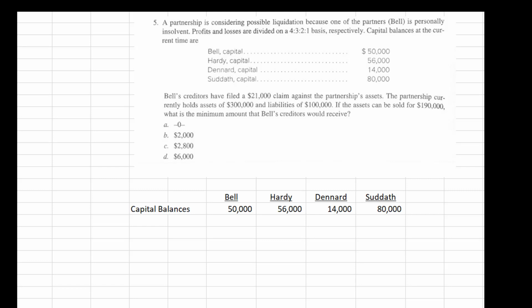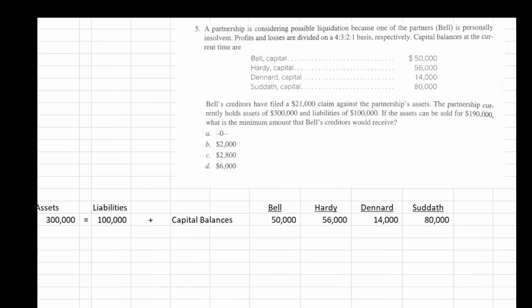The partnership currently holds assets of $300,000, but we don't know what those assets are. You can't assume they're cash. It could be just $300,000 of land. The partnership has $100,000 of liabilities. So let me fill that in. I filled that in on row 17. Assets are $300,000, liabilities are $100,000. You know a balance sheet has to balance, so the capital balances better add up to $200,000.